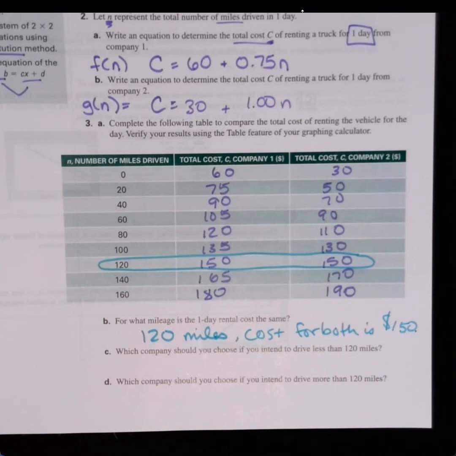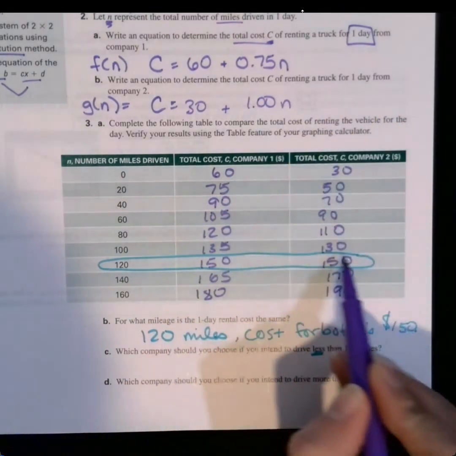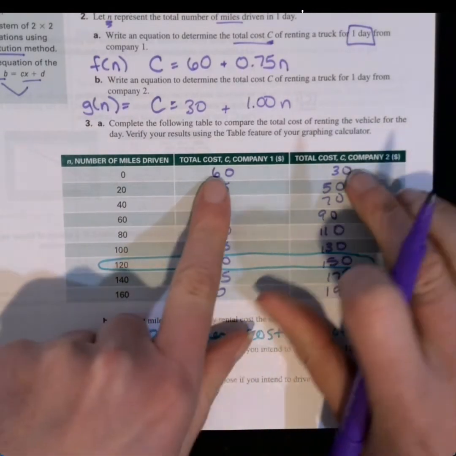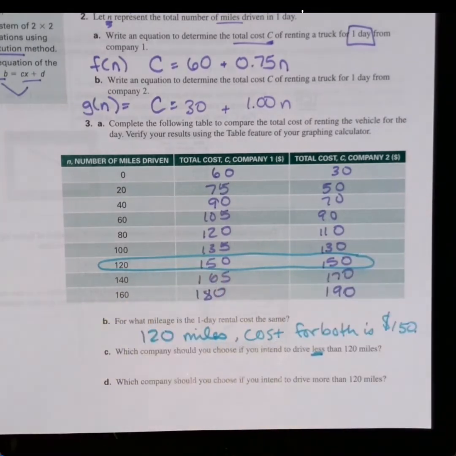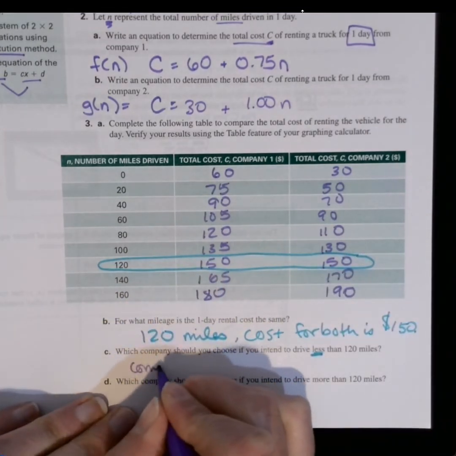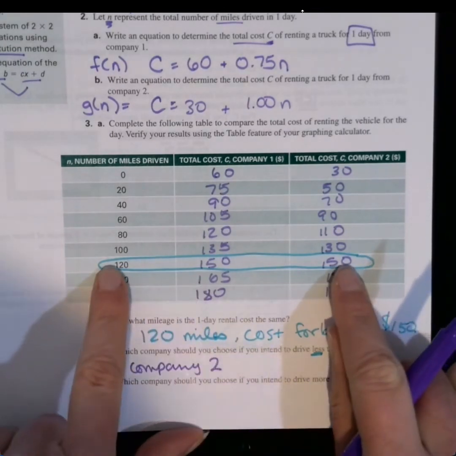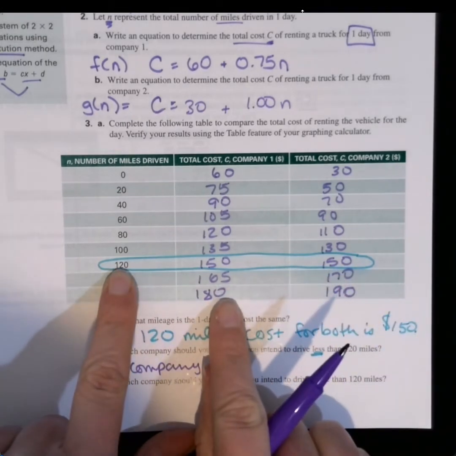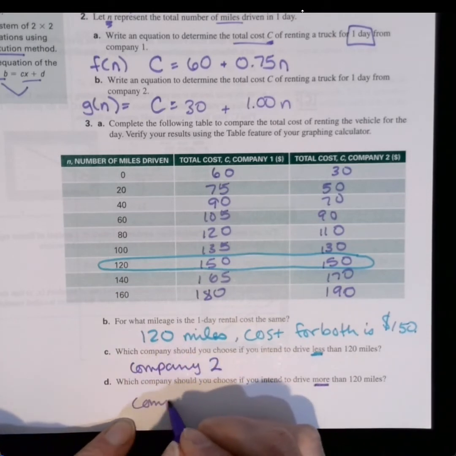What company should we choose if we intend to drive less than 120 miles? If we're driving less than 120 miles, we should choose, so these values are higher, so I would want to choose company 2 because company 2 costs less in each of these rows before the 120 miles. But if we're going to drive more than 120 miles, then company 1 has the lower outputs. So if we're going to drive more than 120 miles, we'd want to go with company number 1.